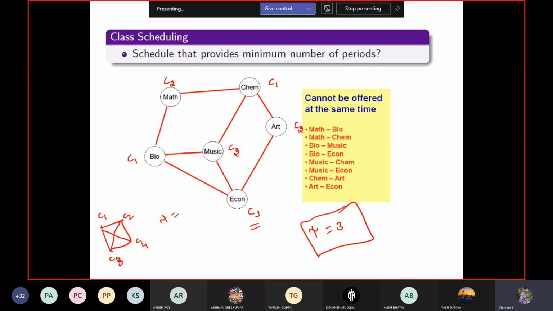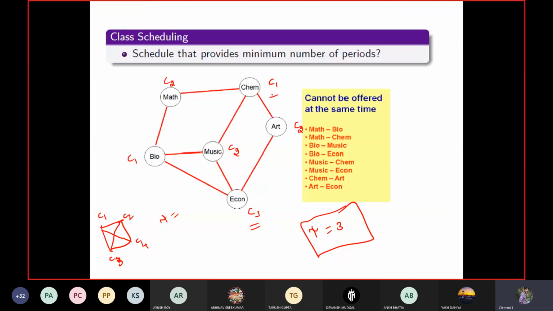Even if we are restricting the number of colors, there will be distinct ways to apply the colors. See here, I started with C1 for the chemistry subject. Instead, I can even give chemistry the color C2, and change math and art to C1. Is there the possibility to get the same answer of 3? Am I right? Instead of C1, we can start with C2 also. Not a problem, right?